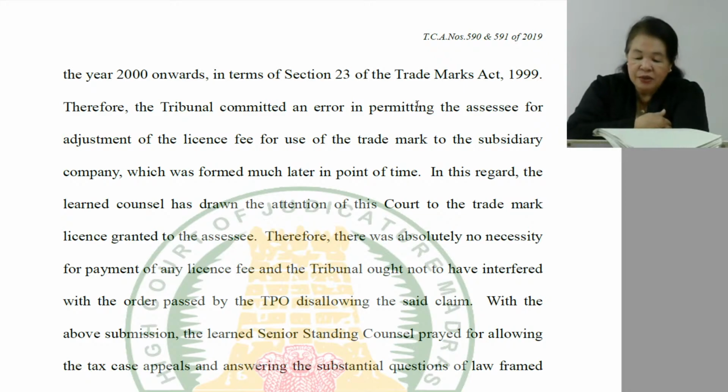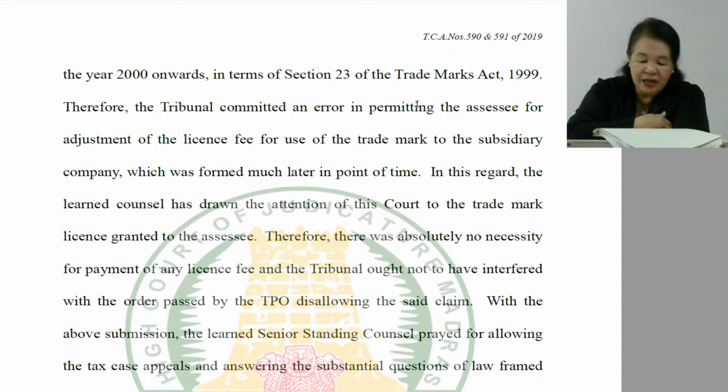No? So, in terms of Section 23 of the Trademark Act 1999, yan ang trademark law nila or intellectual property law nila sa India. So, therefore, the tribunal committed an error in permitting the assessee for adjustment of the license fee for use of the trademark to the subsidiary company which was formed much later in point of time. So, nagkamali yung tribunal. Ito during the review na ng higher court.